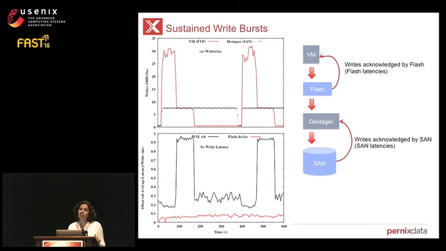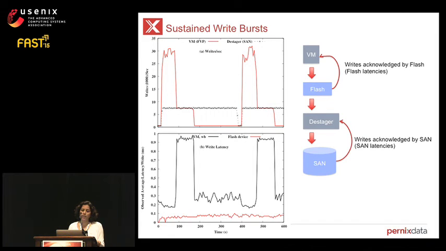Once flow control comes into place, it starts injecting additional delays when acknowledging the writes to the VM. And that's what we see in graph 2, that the VM is now experiencing much higher latencies than it was when the flash was not full. So the writes are now acknowledged at a slower rate, at the rate at which SAN can absorb the writes.